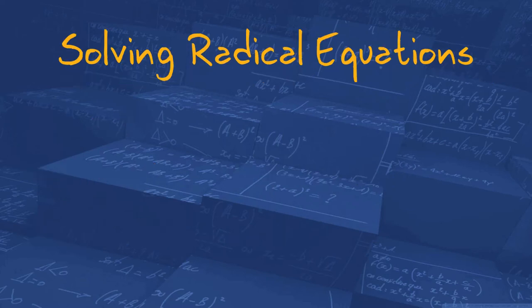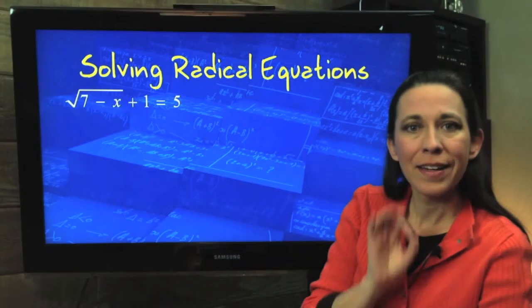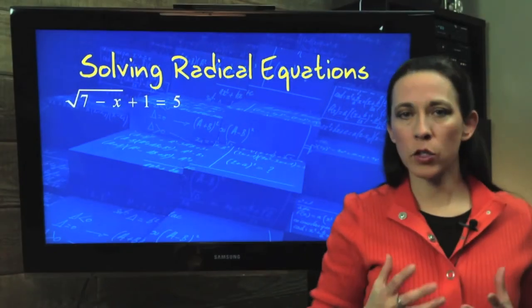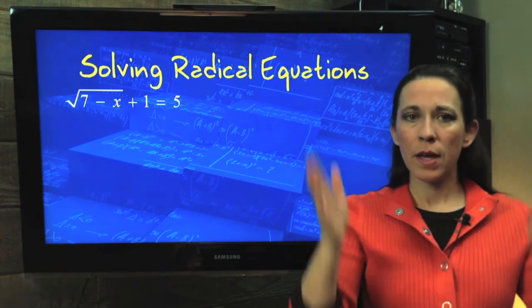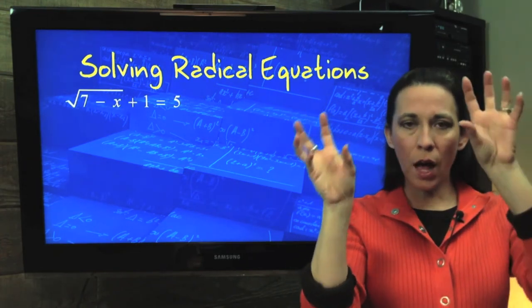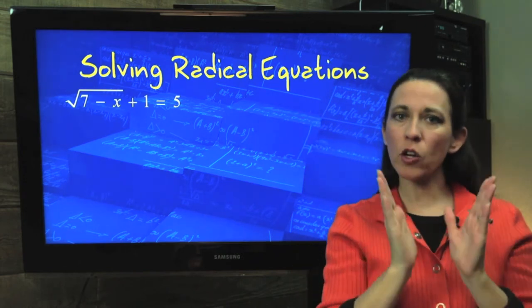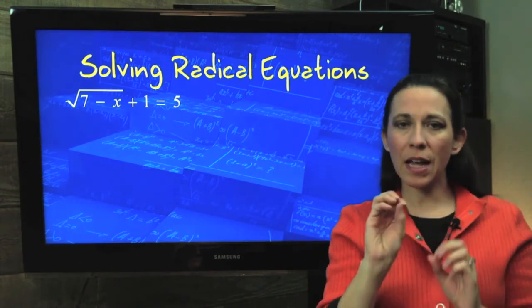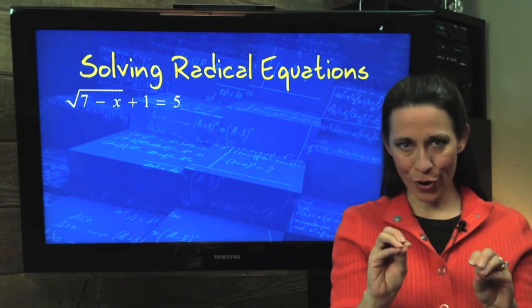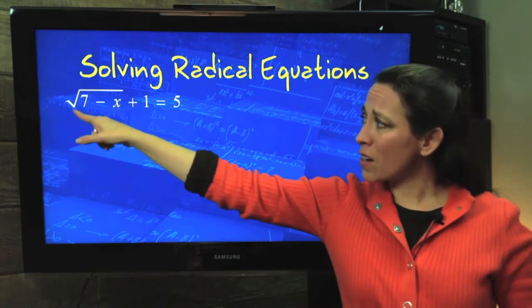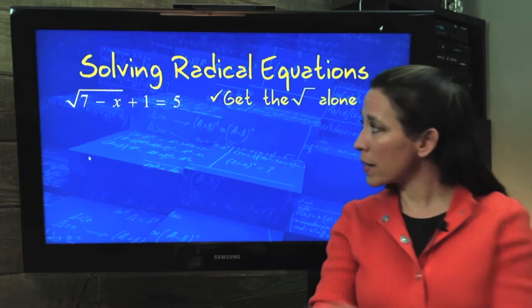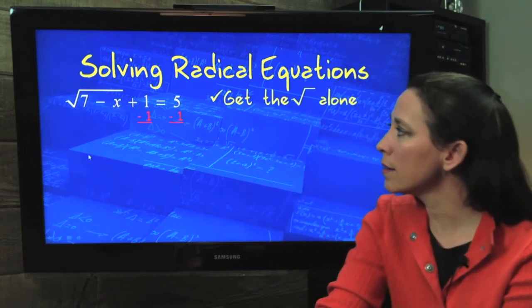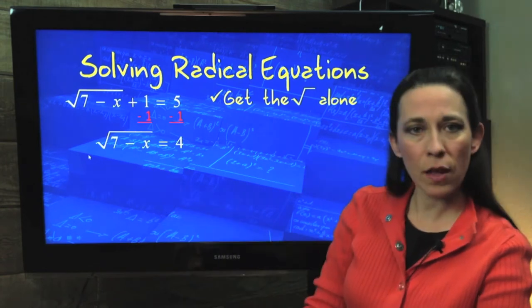So let's do a couple of examples. Suppose we have this radical equation here. Now remember, the key to solving algebraic equations is to remember your final goal. Take your original equation, undo any of the obstacles that are in your way so you can whittle it down to x equals a number. Well, right now, my biggest obstacle is that radical. So we're going to get the radical alone by subtracting that 1 from both sides. Now we have the radical by itself.